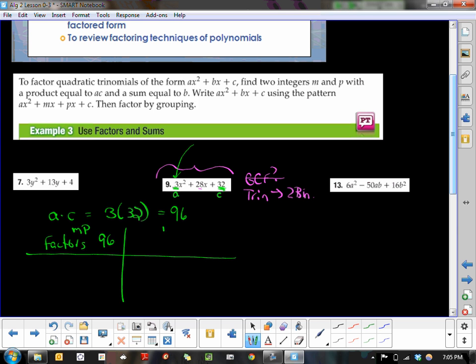But we also want to make sure that we're eyeballing, so we don't have to do extra work. We want to take M plus P. We want to make sure that gives us 28. We want it to give us B. So this is going to be the sum of your factors.